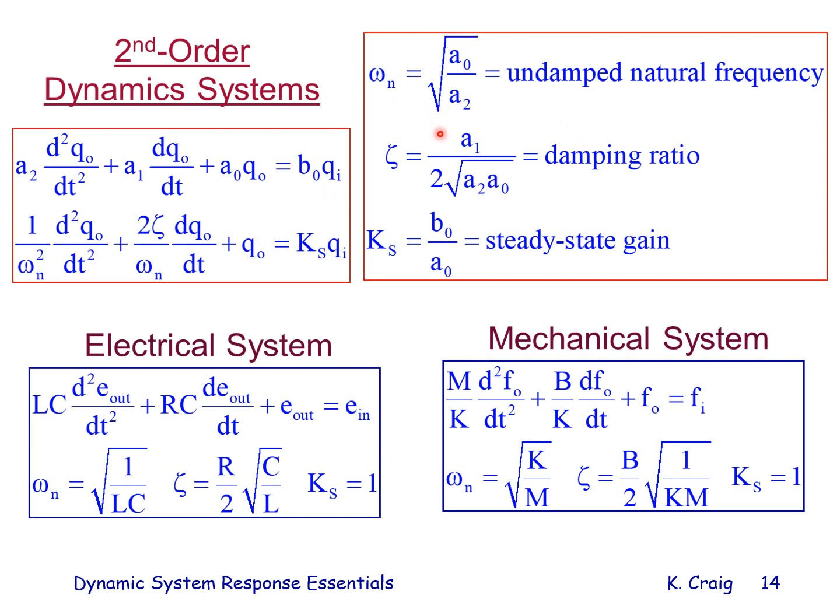So omega n equals the square root of A0 over A2. It's called the undamped natural frequency. Zeta is given by this expression. It's called the damping ratio. Ks is given by this expression. It's called the steady state gain.